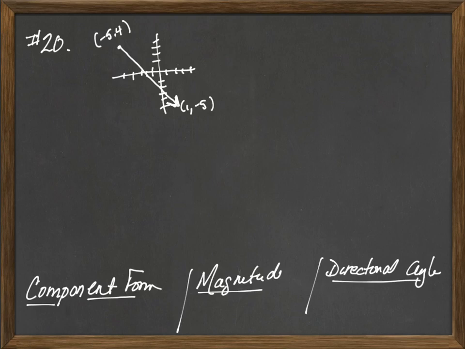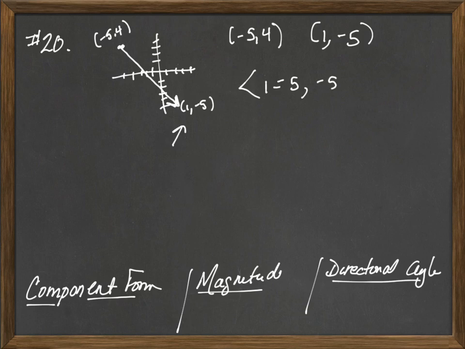So number 20 gives us another graph. Again, let's look at our initial side. That would be your first point, -5, 4, because here's your dot, and down here's your arrow. And the other point, the terminal side, would be 1, -5. So if I'm doing it in component form, it'd be 1 minus -5 and -5 minus 4. So what I get is 1 plus 5, or 6, -9.